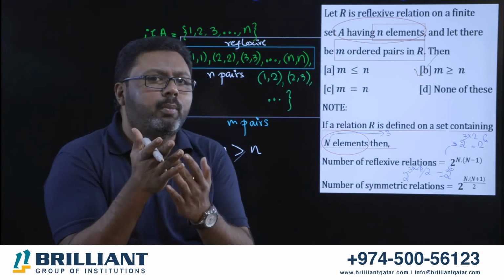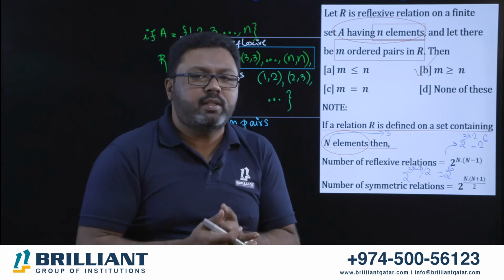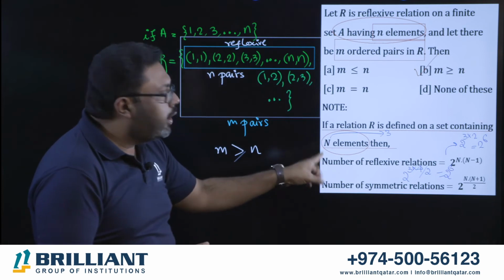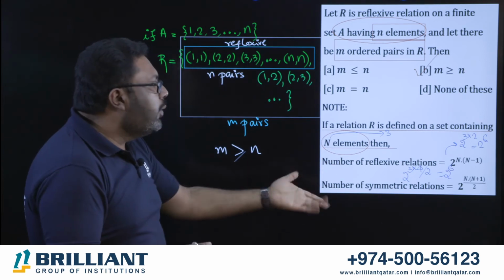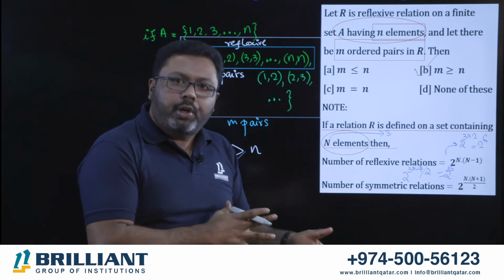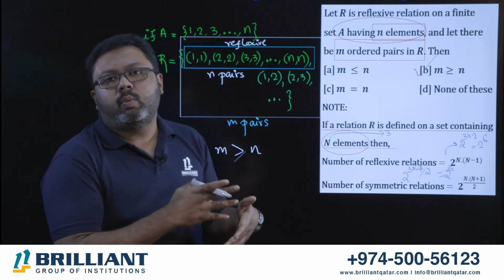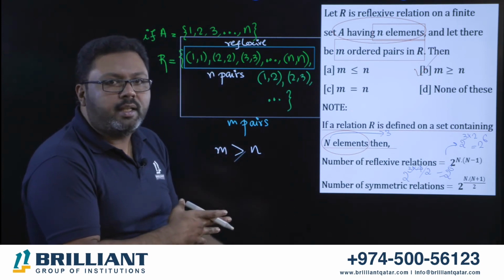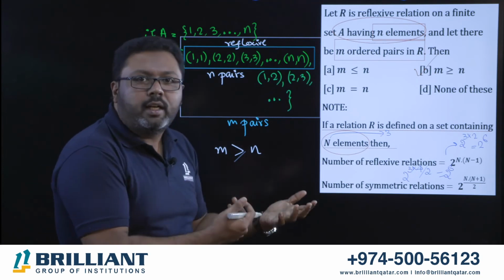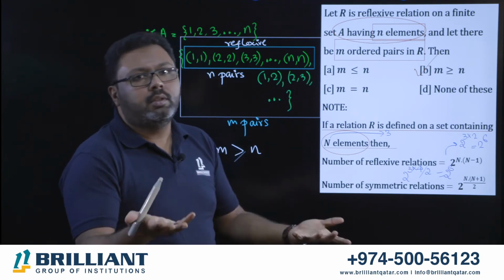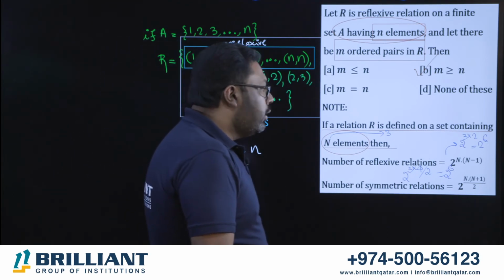I told you there is no formula to find the maximum number of equivalence relations, but there is a formula to find reflexive and symmetric relations. I wouldn't say that it's going to be very, very important because it is not mentioned in your CBSE NCERT textbook, but if you learn it and if a question comes from this, you can easily score marks. Okay? Fine.